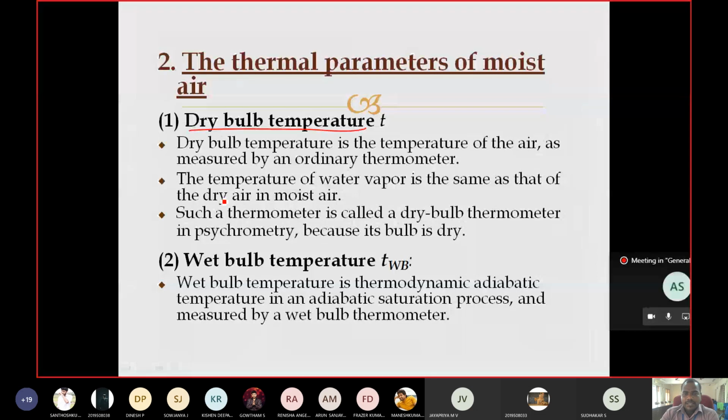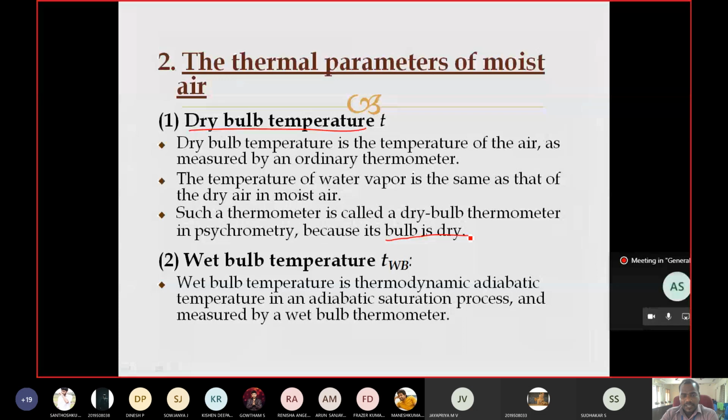Then such a thermometer is called a dry bulb thermometer. Normally we will use the dry bulb thermometer in psychrometry because its bulb is dry. So normally we will use a dry bulb thermometer to measure the dry bulb temperature.